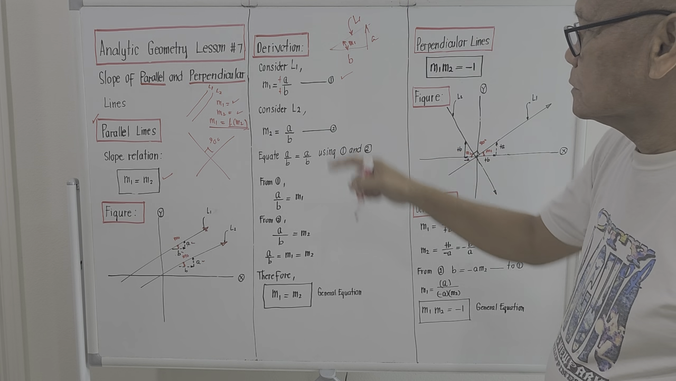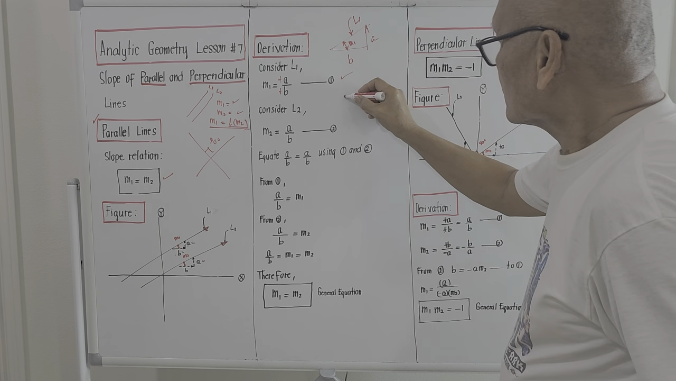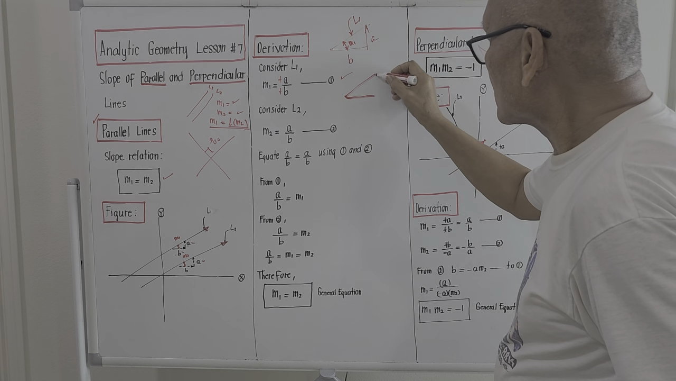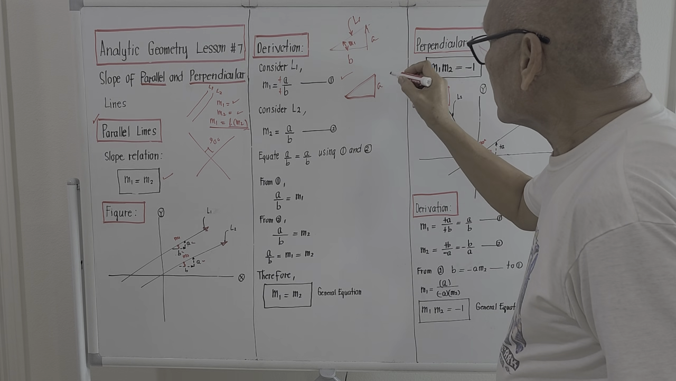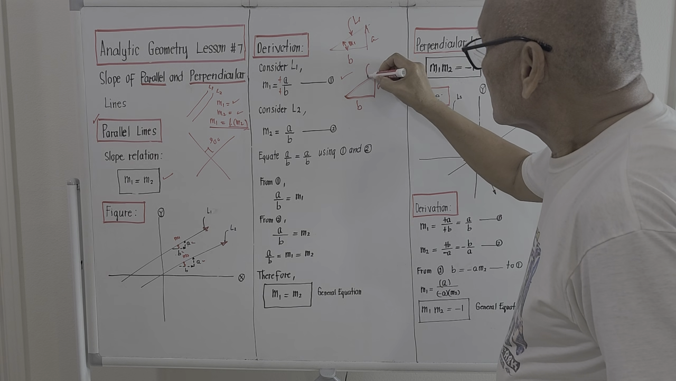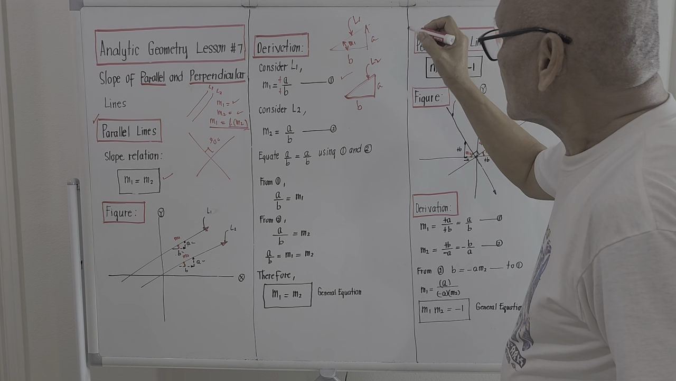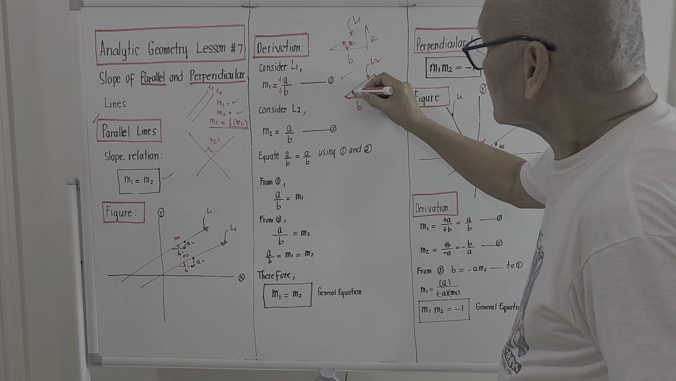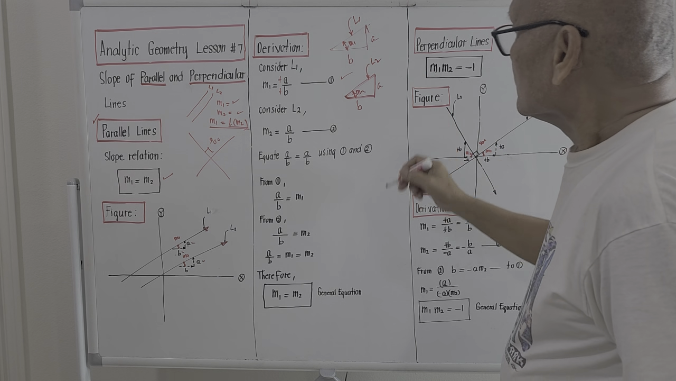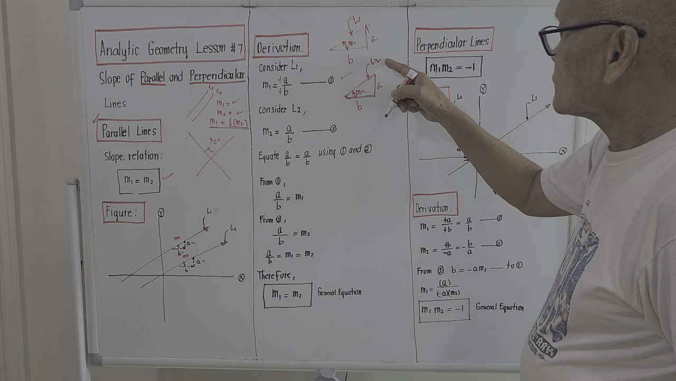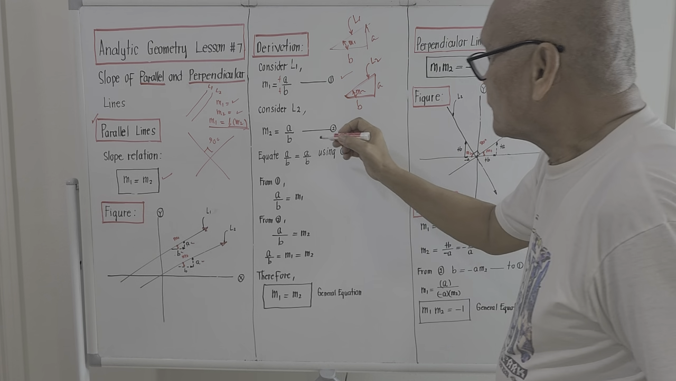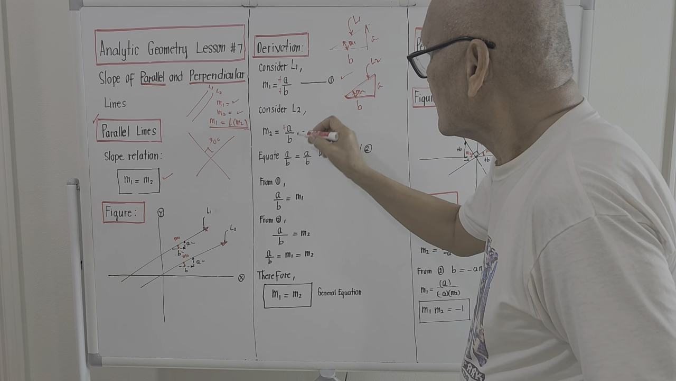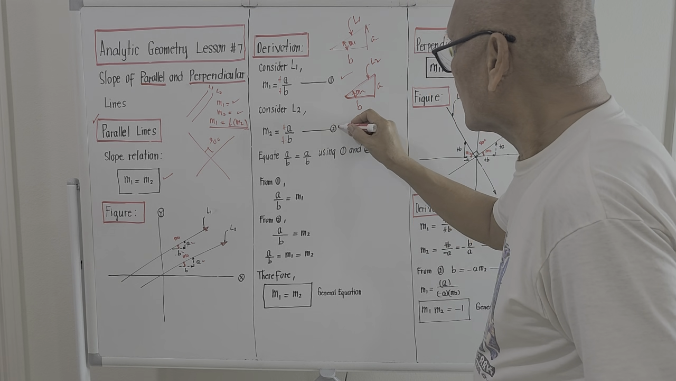Consider line number 2. If we try to bring out line number 2, which is parallel to line number 1, this is also A, this is B, this is line number 2, right? So this should be M2, the slope of line number 2. If we try to take the slope of line number 2, it will still be the ratio A over B. I will put the sign plus. This is plus. We call that equation number 2.